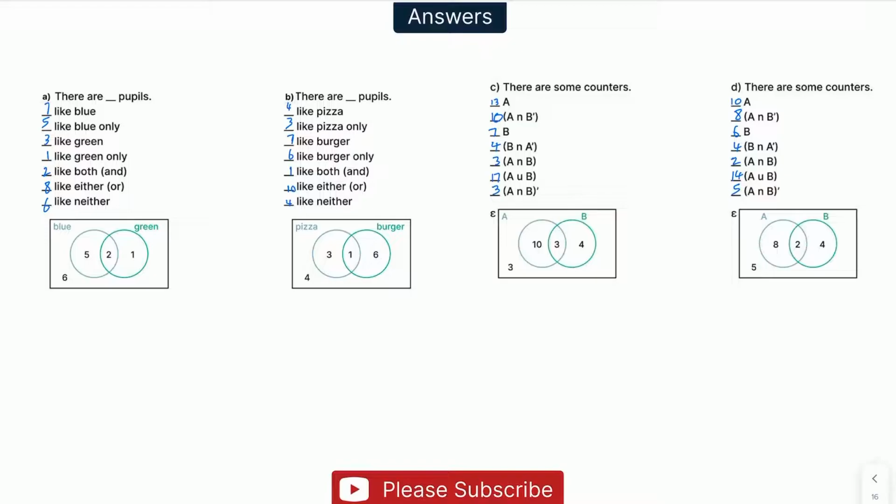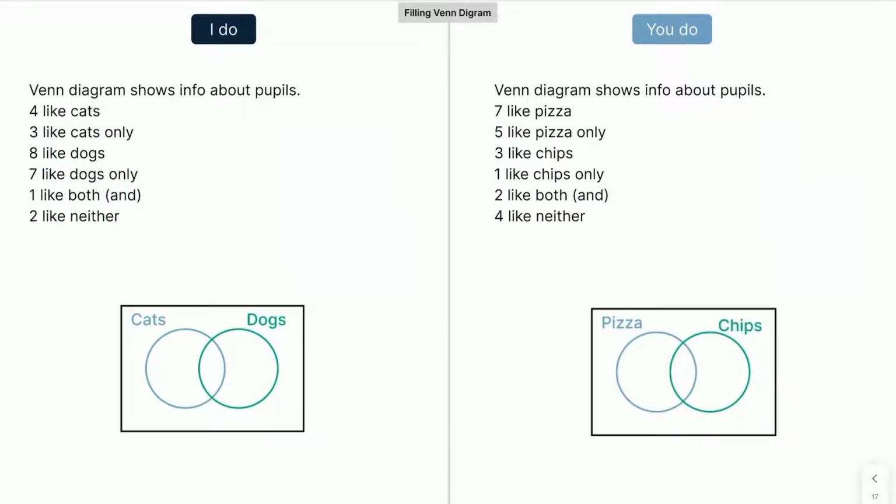Here are the answers. So now we're looking at filling in the Venn diagram. So we're working a little bit backwards now. The first bit of information tells us 4 like cats. Now, I want to make a point here. I've put this in on purpose because this bit of information is not very useful. It's telling us 4 people like cats, which is fine. But where does that 4 sit? Does that 4 go in here? Does it go in here? We don't know. So we're going to skip this for now.